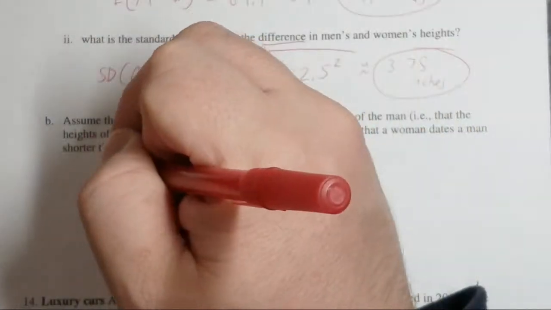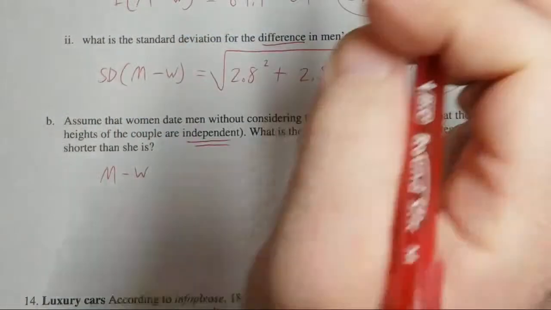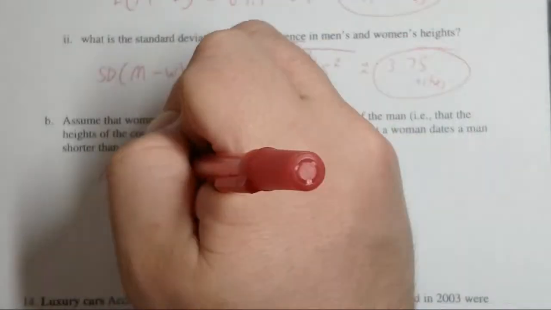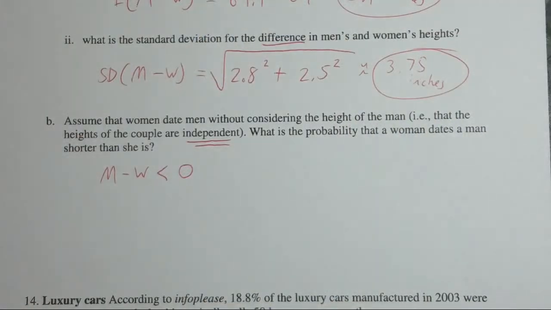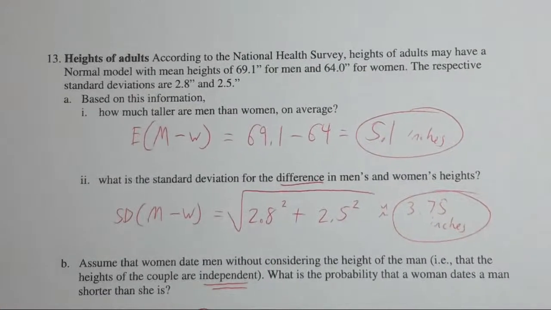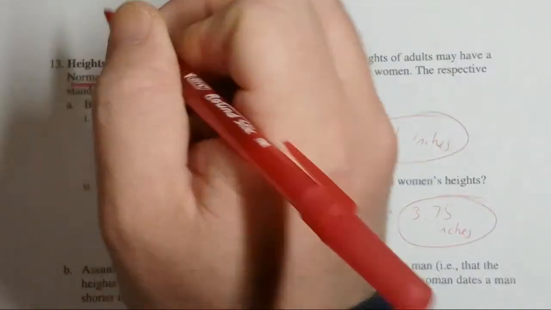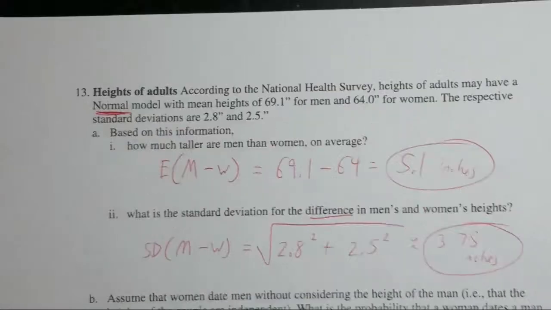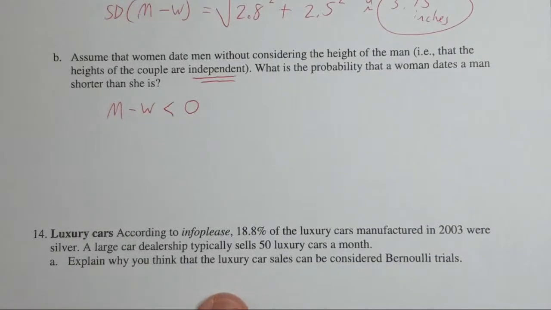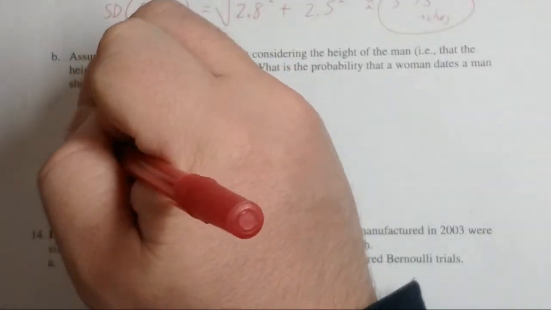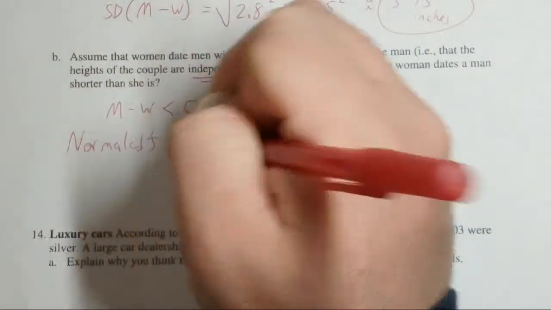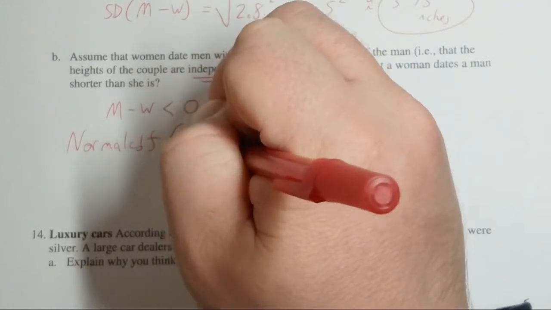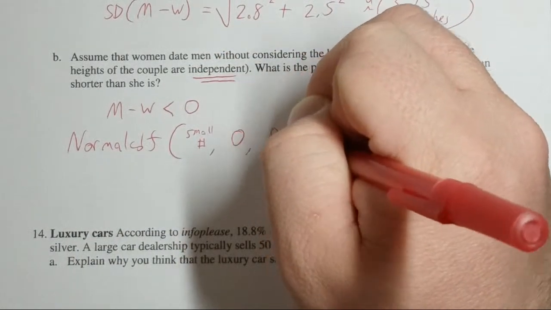Now, if you're talking about the men minus women and the woman being taller, then we're looking at all values that are less than 0. If you go back to the description of this problem, they do tell you that it is a normal model. And since this is a normal model that we are dealing with, we are allowed to use Normalcdf. In fact, the calculation that we're allowed to do is something along the lines of this.